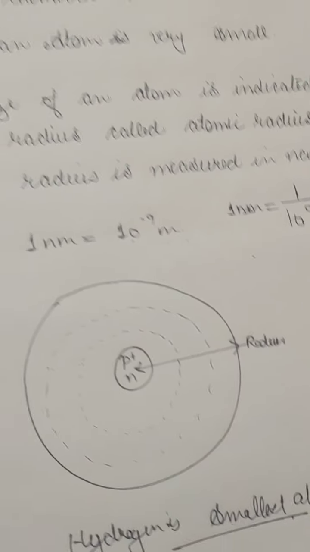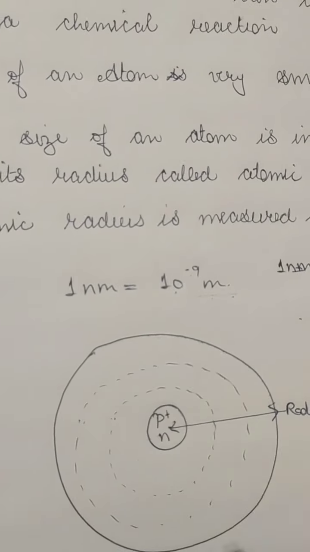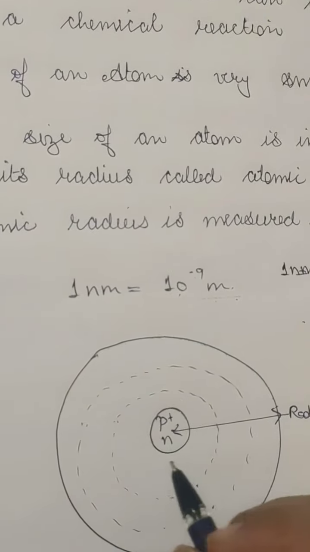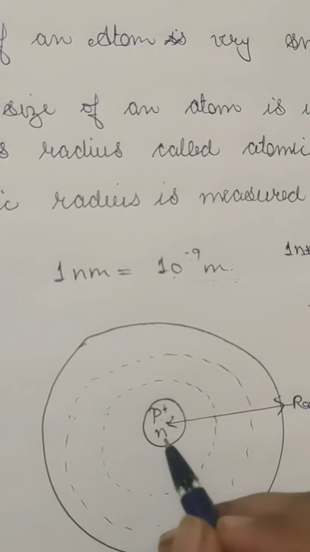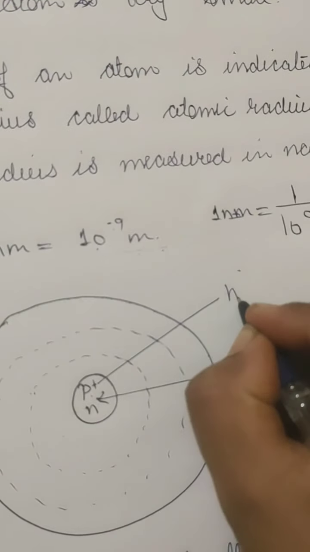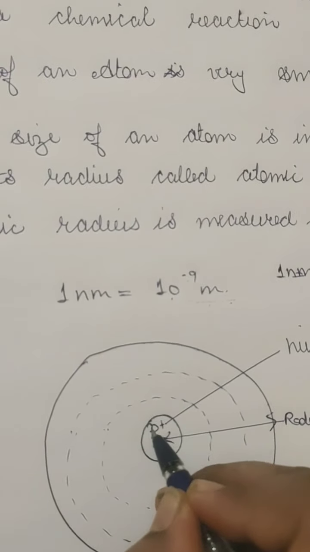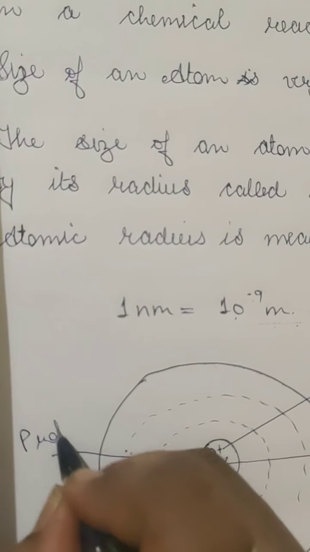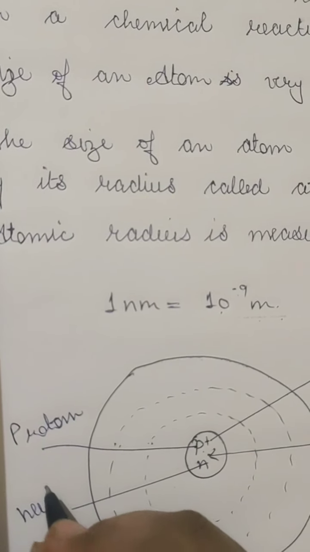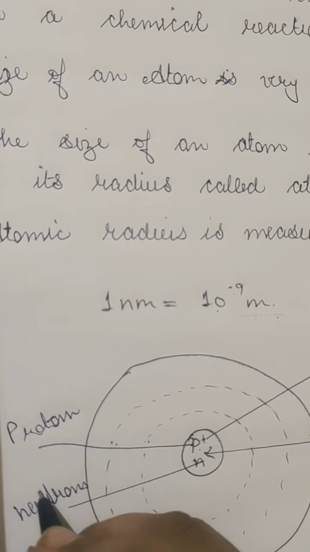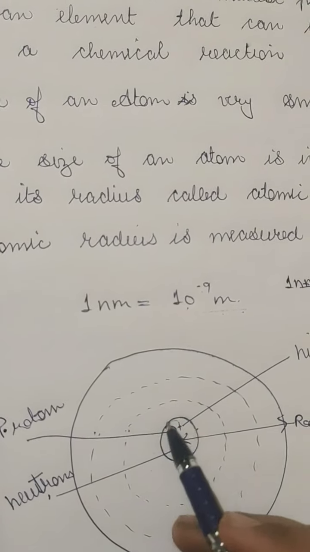Alright, so now this is the structure of the atom. The atom is a round sphere actually, and it's mostly empty. Only the heavy portion of an atom is here. There's a small particle inside the atom which is called the nucleus. In the nucleus there reside protons and neutrons.